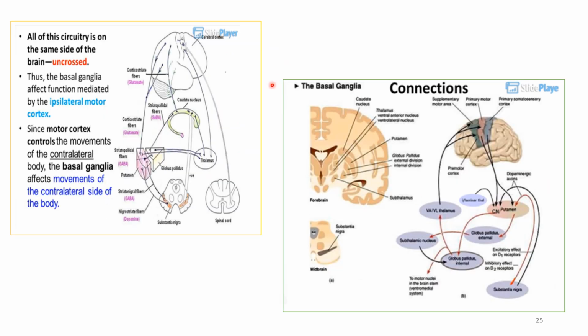So see here, all this circuitry is on the same side of the brain, that is, it is uncrossed. Thus the basal ganglia affect function mediated by the ipsilateral motor cortex. Since the motor cortex is controlling movements of the contralateral body, the basal ganglia affect the movements of the contralateral body. You understood this? Okay. So here they have given the connections.